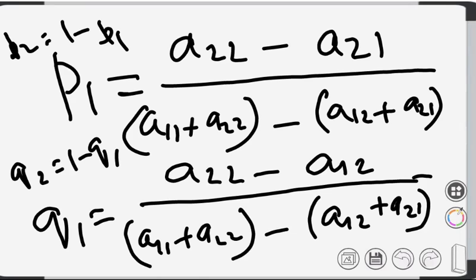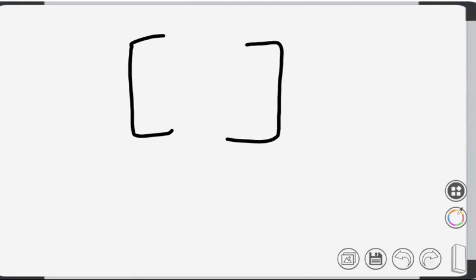Okay, so have all of you written this formula? Yes, sir. No problem with that? Yes, sir.